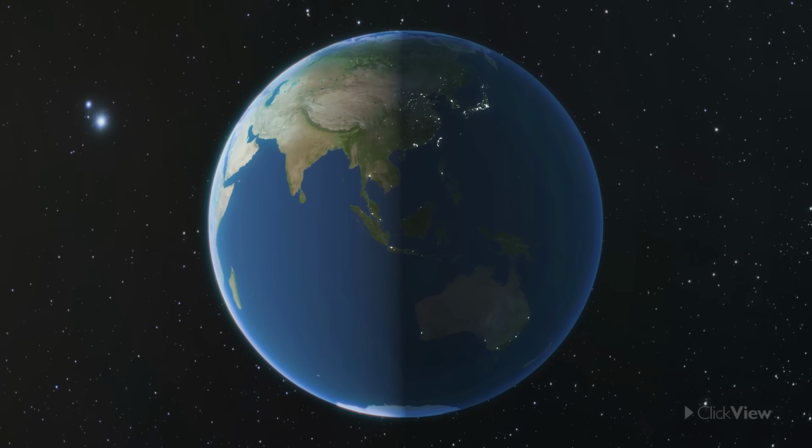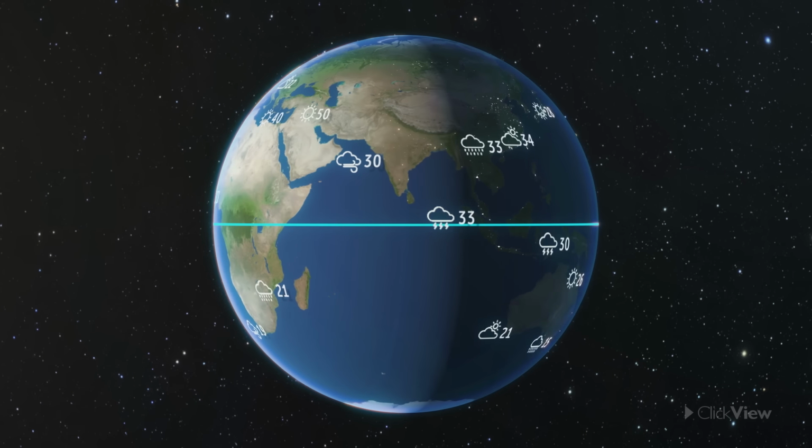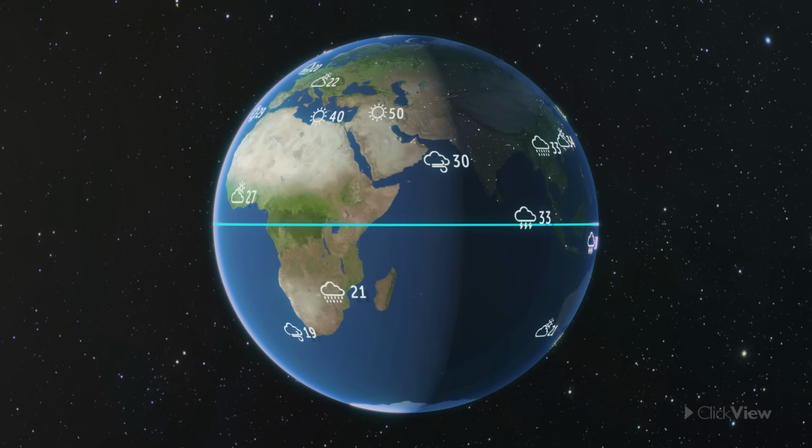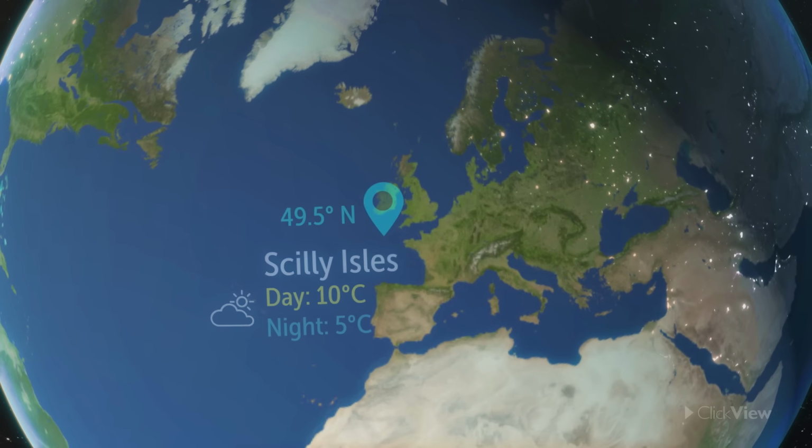Why is it that some parts of the world are warmer than others, even when they are approximately the same distance from the equator? For example, in the Scilly Isles that lie off the coast of Cornwall in southwest England, January temperatures are generally very mild. Frosts are extremely rare, and snow even more so. Average daytime temperatures are about 10 degrees Celsius and nighttime about 5.